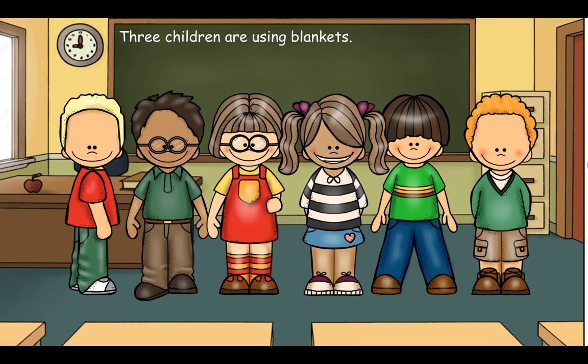Three children are using blankets. Is that what you got? Okay, so our number sentence is we started with 6. We know that 3 were in their sleeping bags, and that leaves us with 3 using blankets.